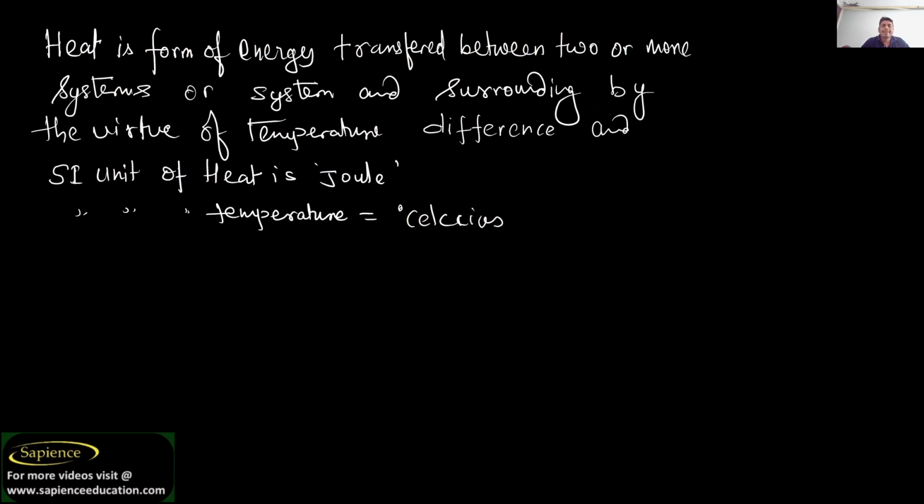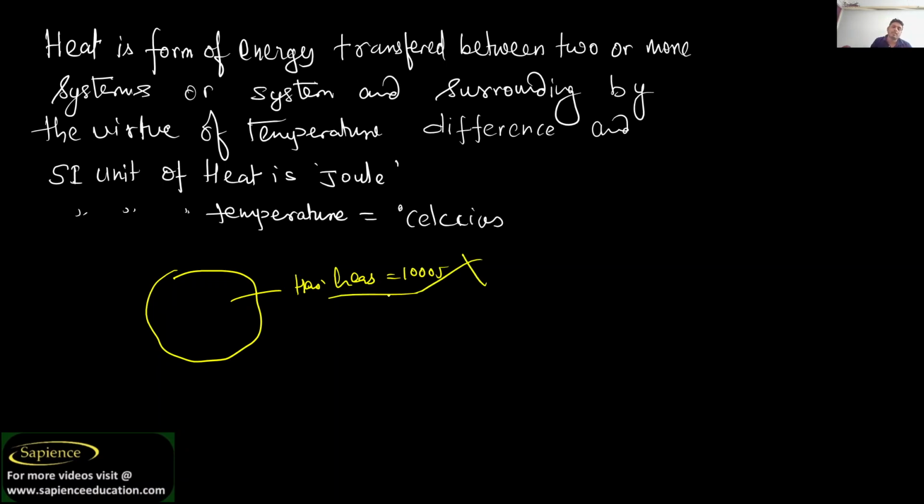Now I will discuss heat. So basically, what is heat? Most of the time we have heard that heat is a form of energy. But one thing you must remember: if you say that this body has heat of 1000 joule, it is wrong to say. It has no heat. Heat is a flow phenomenon.